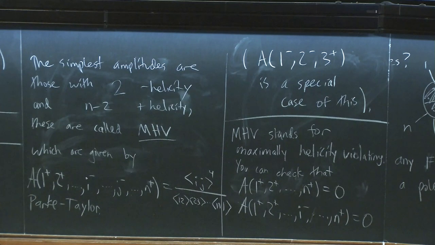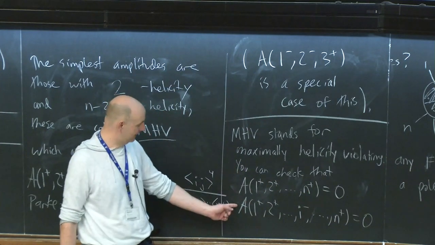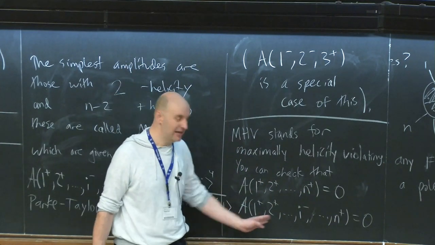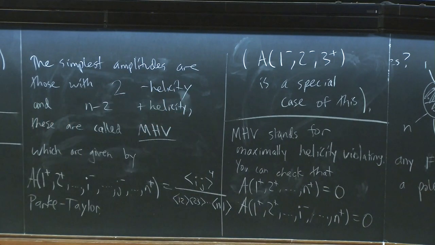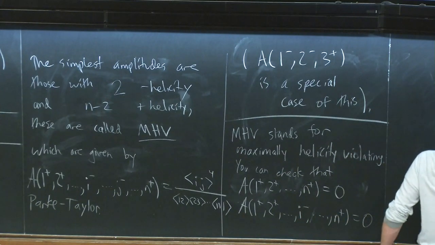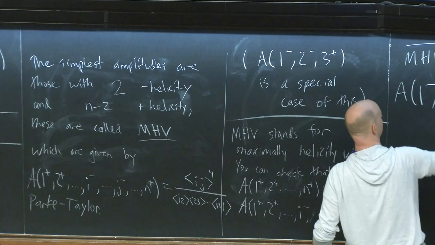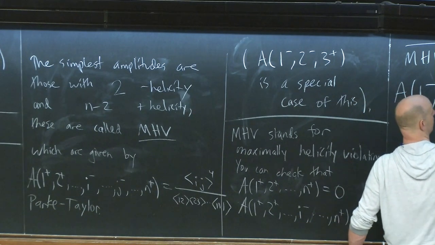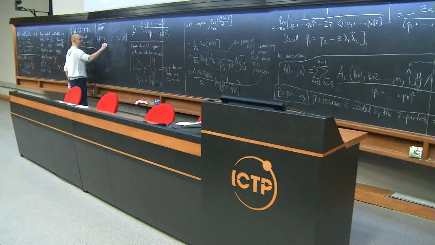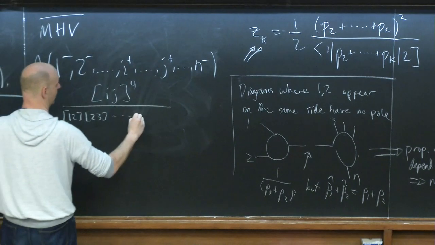Oh, and just a quick comment. Of course, parity invariance says that you can conjugate everything. So if you take this and do a parity transformation on it, you'll get n gluons all with negative helicity. If you parity conjugate this, you'll get n minus 1 with negative helicity and 1 with plus. So there's a parity conjugate formula analogous to this that involves the square brackets instead of angle brackets. Just to be absolutely clear, I'll write the formula for MHV bar, which says that 1 minus, 2 minus, i plus, j plus, n minus is equal to [ij] to the fourth over [12][23] up to [n1].